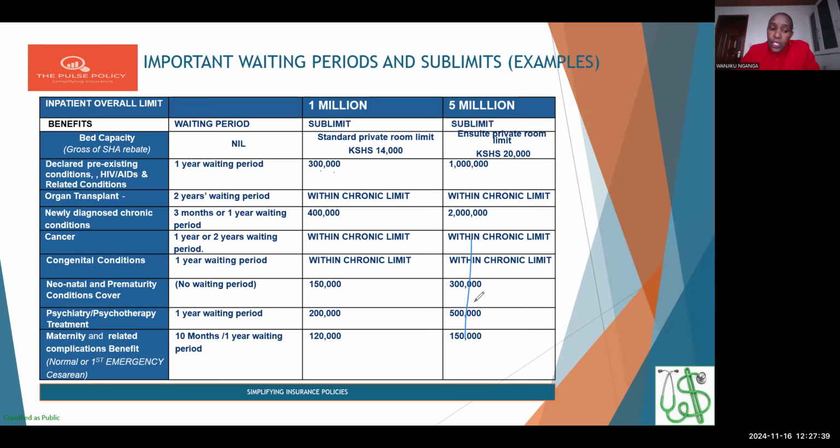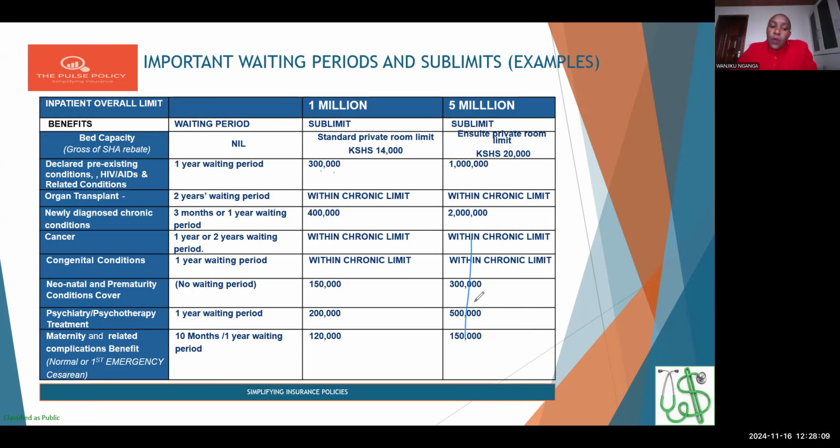Maternity and related complications. In most cases, you're going to find that they're going to cover normal delivery and the first emergency cesarean. If the cover specifies that it is only the first emergency cesarean, it means that if you have a second child with an emergency cesarean, it's not going to be covered by the insurance company. If they have specifically specified it is only the first emergency CS that is going to be covered, then it means that after that, it is not going to be covered by the insurance company.